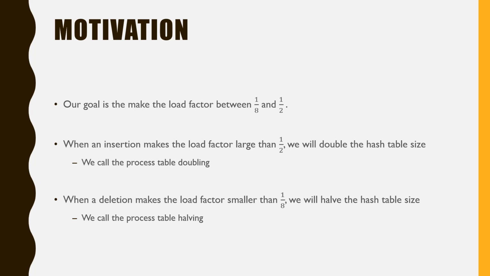Recall that our goal is to keep the load factor between 1/8 and 1/2. To ensure the target load factor range, we can adopt the following strategy. Specifically, when an insertion makes the load factor larger than 1/2, we will double the current size of the table. When a deletion makes the load factor smaller than 1/8, we will reduce the current hash table size to half.